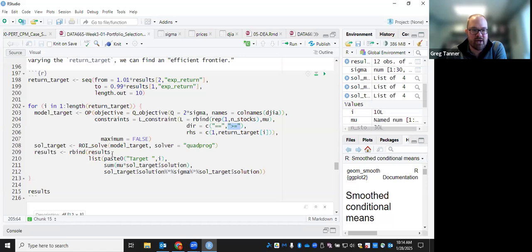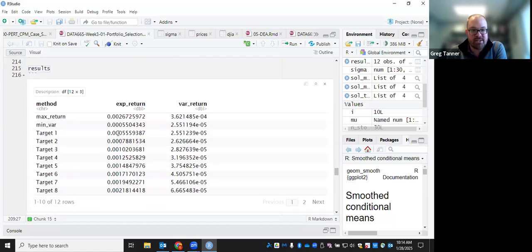It'll run through this, and then I've got it storing everything into this results table. Okay, so here's that results table. Here's my first target, which is essentially the same as this. And then I get essentially the same variance as before. Each time I up my target for my expected return, the variance also increases. So as I raise the target for what I want as reward, the risk goes up as well.